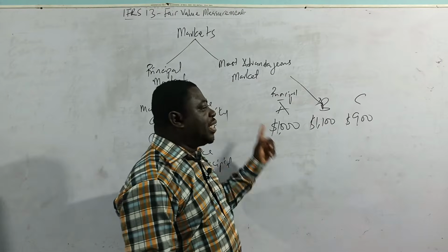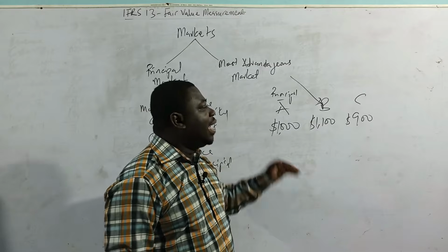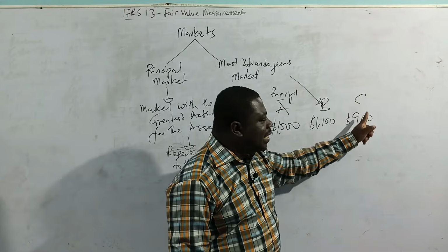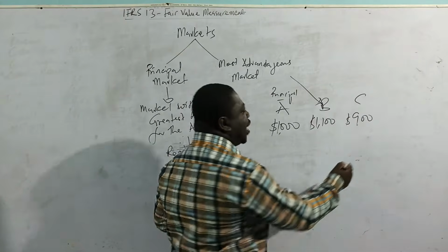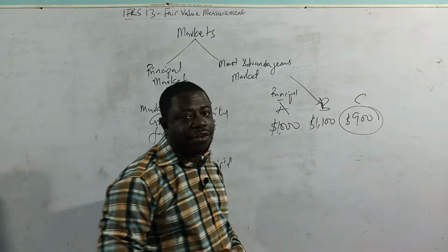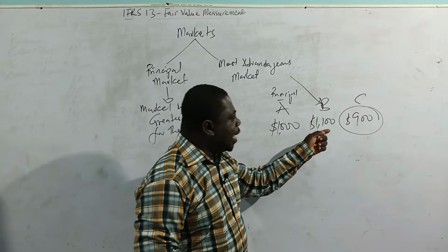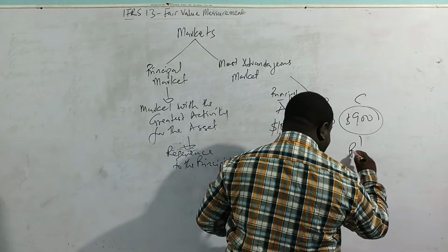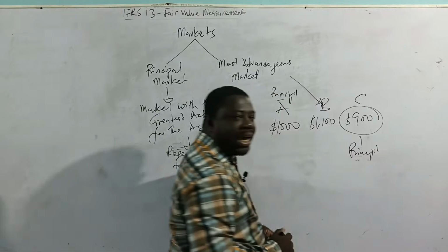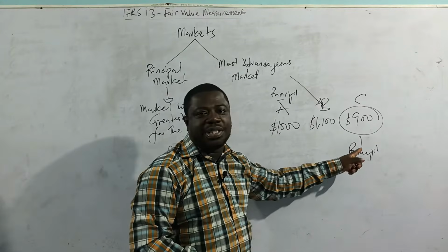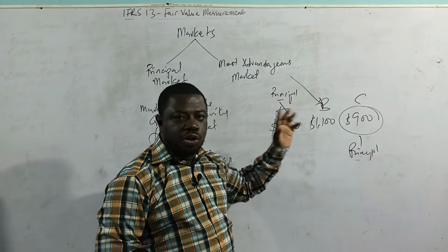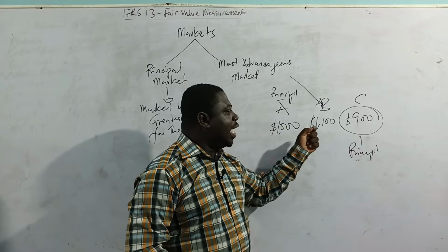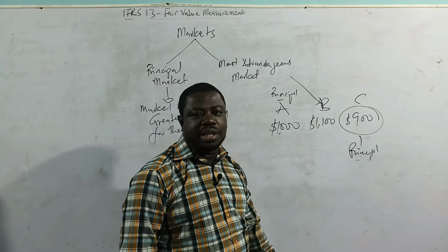But if there is a principal market, it doesn't matter the return from other markets. Even if it's market C that is established as the principal market, we are still going to base on $900 as the fair value of the asset, even though market A and B are going to give higher returns. Once this is the principal market, we are going to go by that. The only time we will deviate from the principal market is when there is no principal market at all. Then we will look at the most advantageous, and our fair value is going to be based on the 1,100.